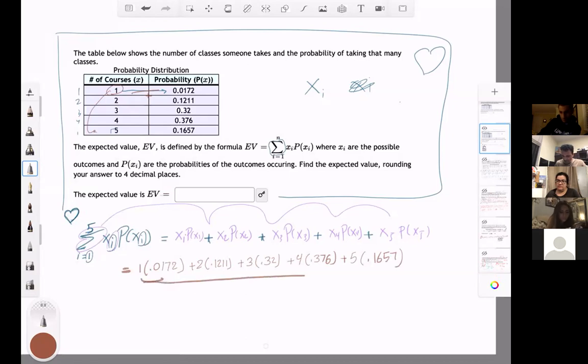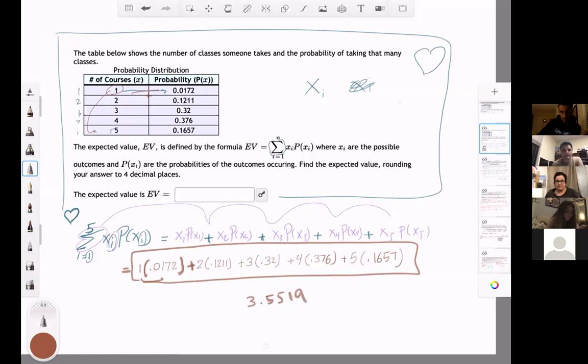If you want to punch everything in the calculator, you need to be super careful. I usually don't do that. If you have a graphing calculator, make sure there is a parenthesis for each multiplication. So can you guys do this for me? Is it 3.5519? I got that. Anybody else? That's the same answer I got. Very good. So we go with 3.5519.